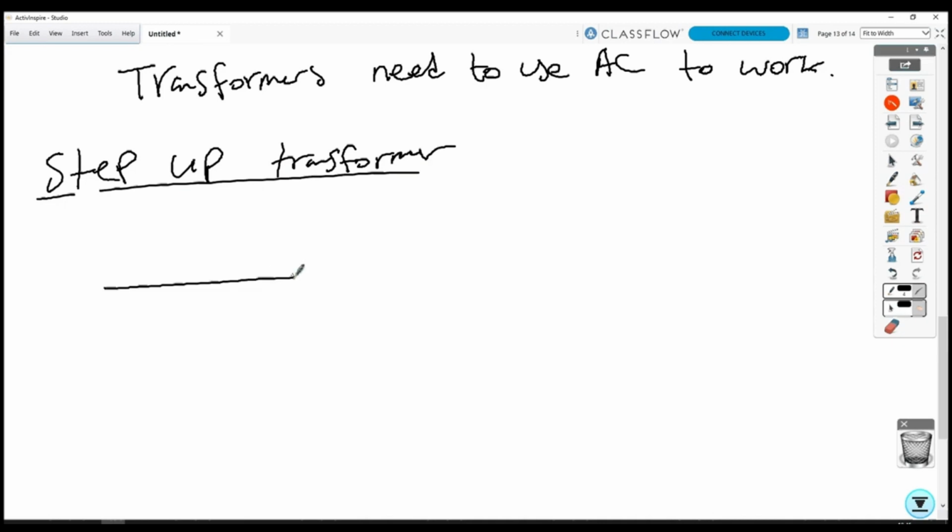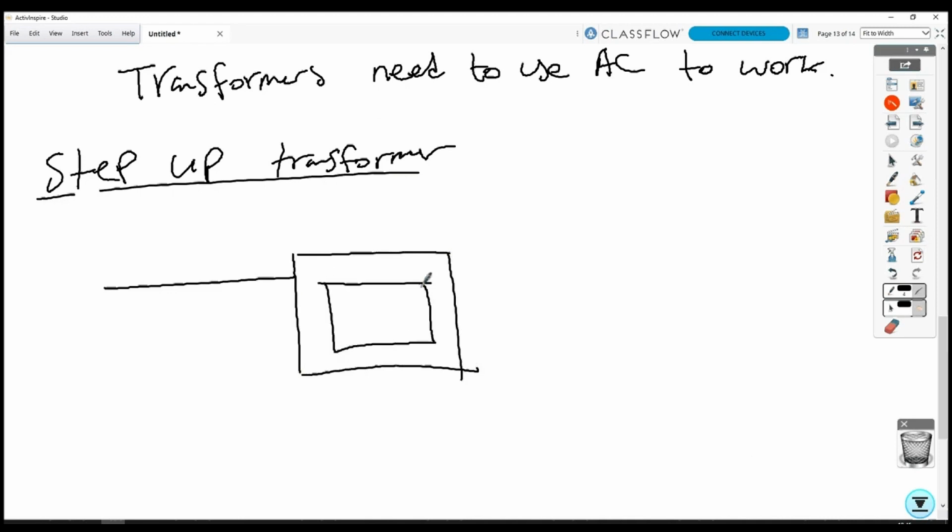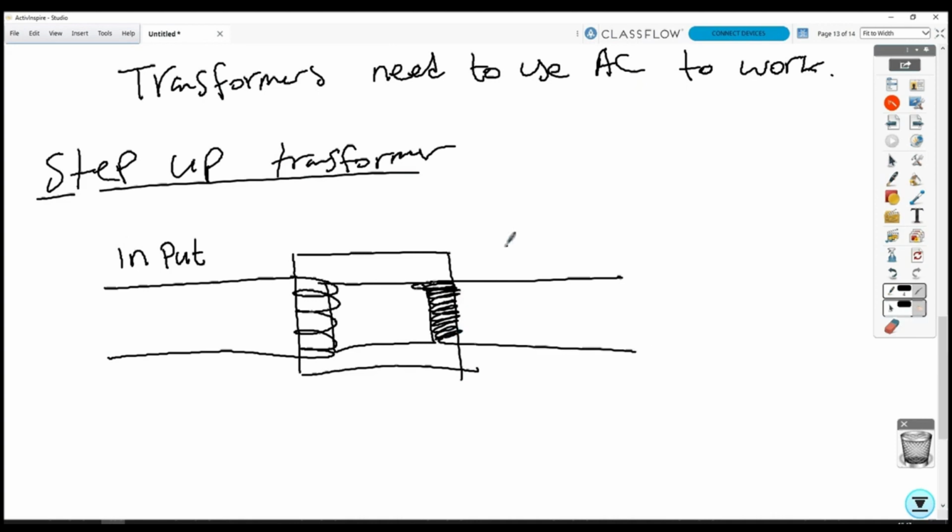This time we're going to have an input coil that's connected to an AC source. That primary coil then will be linked to a secondary coil using an iron core. And then we will have an alternating output in the secondary coils as well, which will also be AC. Now, a step-up transformer has more secondary coils than primary coils.